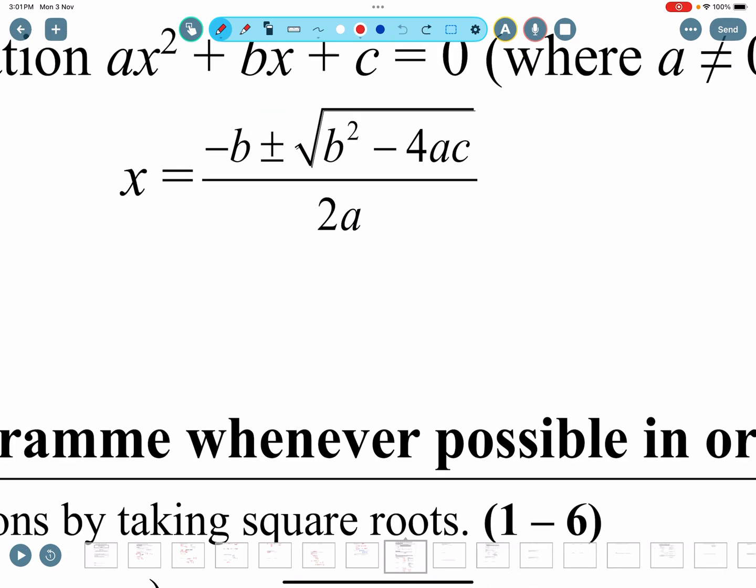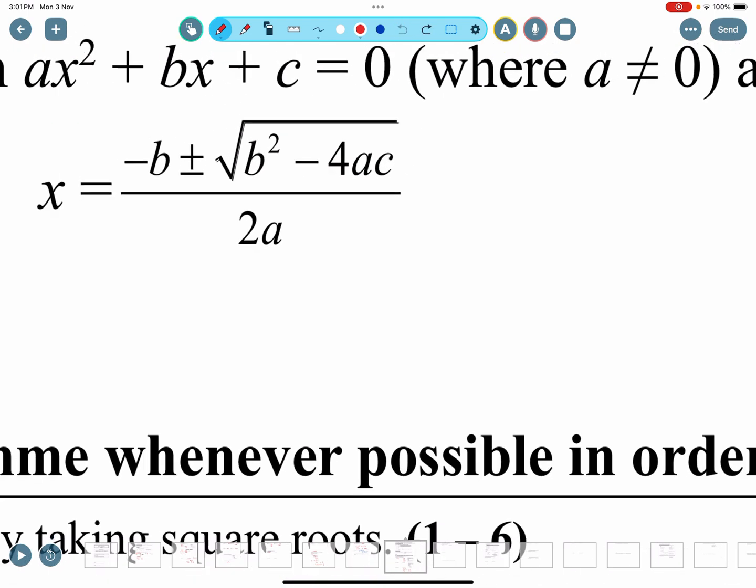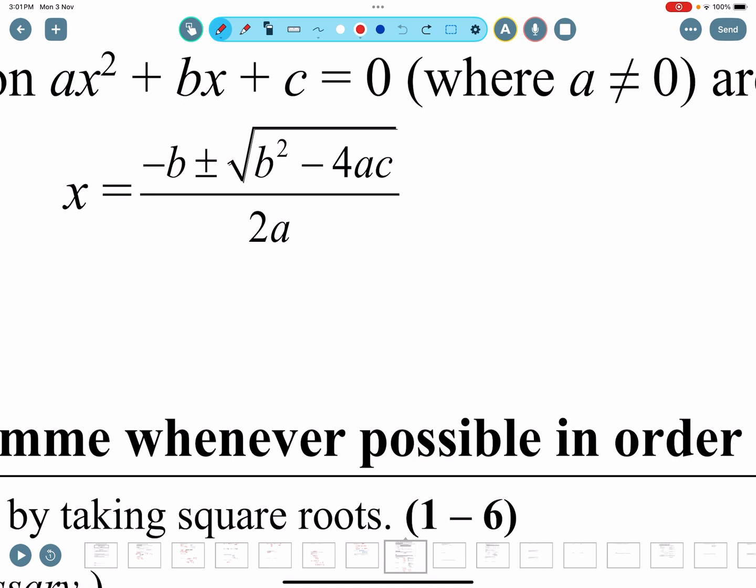So the quadratic formula goes like this. The value of x is equal to -b plus or minus the square root of b squared minus 4ac, over 2a. So the number of answers depends on this one.